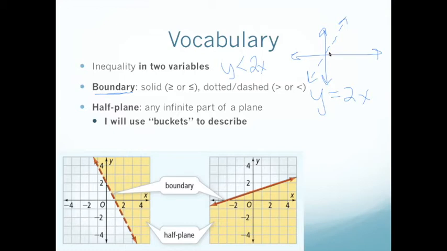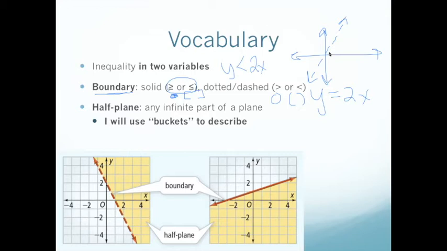So if it has the or equals to, that's like a solid dot or a square bracket. If it doesn't have the or equals to, that was an open circle or a parenthesis. So now we can expand that to say solid dot is a solid line. An open circle is a dotted or dashed line. Okay, and then once we have that line, we're going to pick a test point.